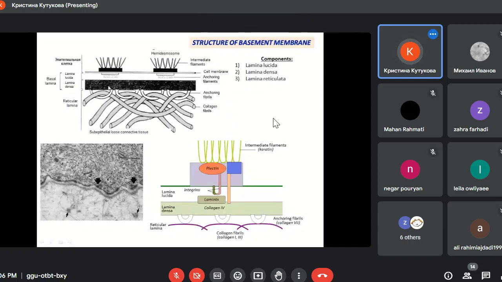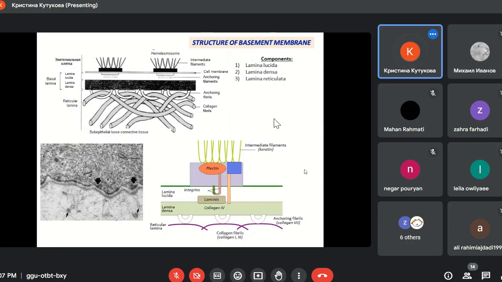The same is here. So in the lamina lucida we have laminin, in the lamina densa collagen type 4, and in the reticular lamina we have collagen fibrils. Here they are grayish, which are attached to the lamina densa with the help of anchoring fibrils of collagen 7. You will need it also for your workbook, all of these names of proteins.